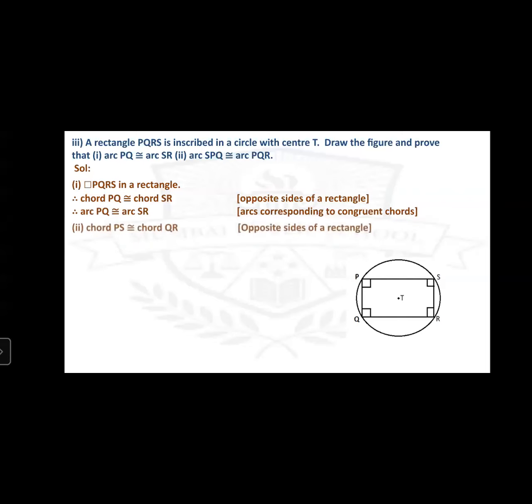Similarly, we write the other side, that is PS. Yes, PS is congruent to QR. Then we write arc PS, or SP, is equal to arc QR. Same condition applies here, arcs corresponding to congruent chords. Okay, so, see PQRS.